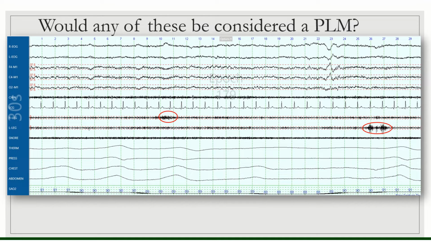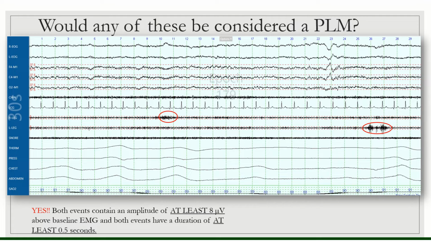Okay, would these be considered a periodic limb movement? Or do you think that it's one periodic limb movement? Do you think that we have two periodic limb movements present, or three? Or do you think that there are no periodic limb movements at all? Just take a second to gather your thoughts.